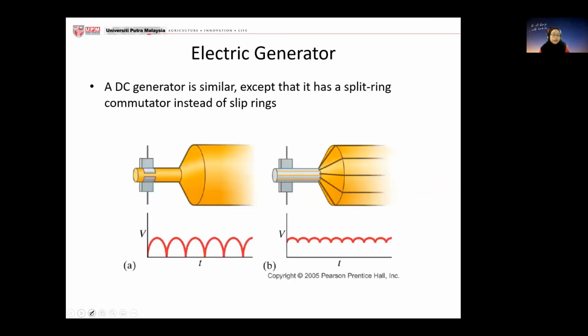I know we've been talking about the AC generator. So the DC generator is also similar. It uses basically the same mechanism, except that it has a split ring commutator instead of a slip ring.